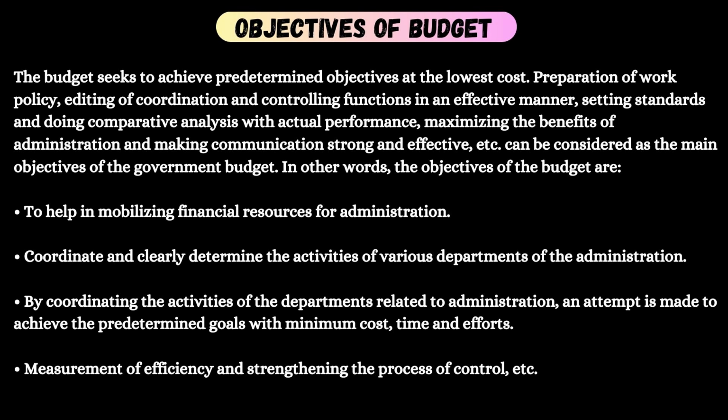In other words, the objectives of the budget are to help in mobilizing financial resources for administration, coordinate and clearly determine the activities of various departments of the administration. By coordinating the activities of the departments related to administration, an attempt is made to achieve the predetermined goals with minimum cost, time and efforts. Measurement of efficiency and strengthening the process of control, etc.